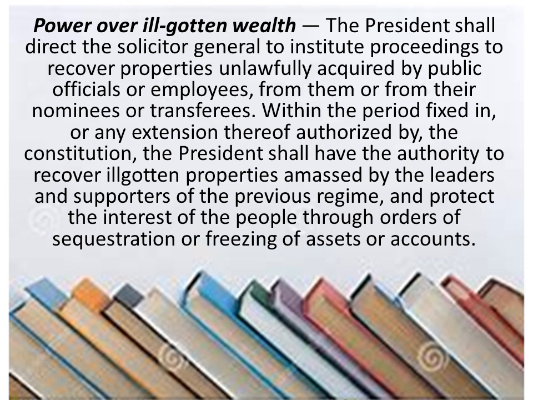Power over ill-gotten wealth. The President shall direct the Solicitor General to institute proceedings to recover properties unlawfully acquired by public officials or employees, from them or from their nominees or transferees, within the period fixed in or any extension thereof authorized by the Constitution. The President shall have the authority to recover ill-gotten properties amassed by the leaders and supporters of the previous regime and protect the interests of the people through orders of sequestration or freezing of assets or accounts.